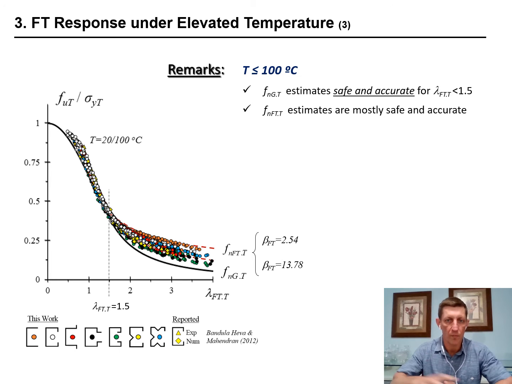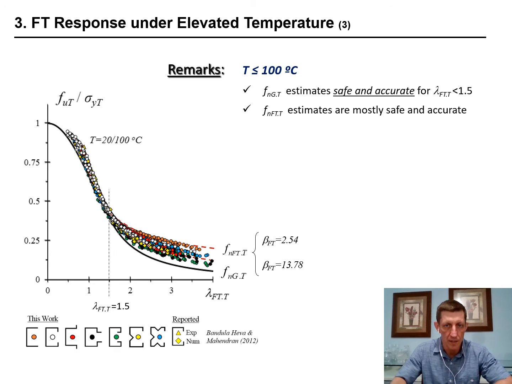degrees Celsius. As one can see, the global estimates are safe and accurate only for lambda below 1.5, and on the other hand, the FT predictions are mostly safe and accurate for the whole slenderness range.